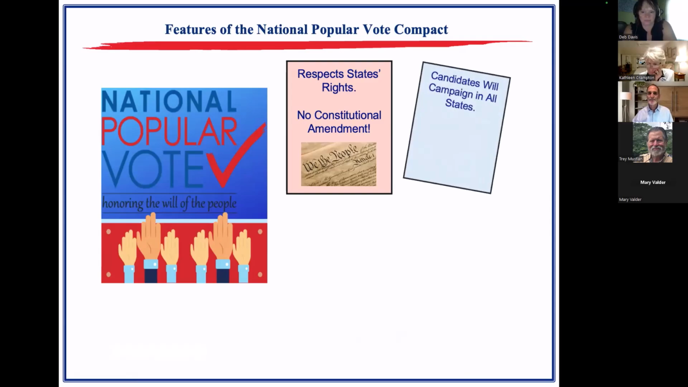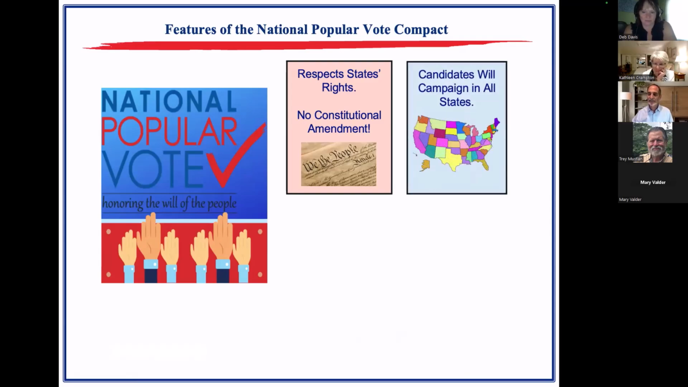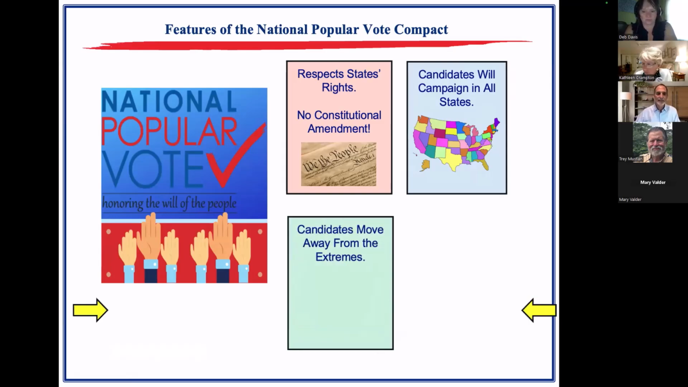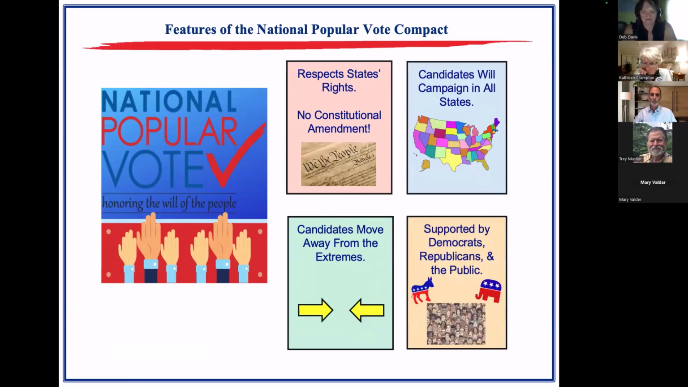In the end, candidates will end up campaigning in every state because they need every vote, not just the vote of swing state voters. And candidates will end up moving away from the extremes because, once again, they need all the votes they can get, not just a handful of special interest voters in a handful of states. And finally, national popular vote is supported by Republicans, Democrats, and more than 65% of the public.